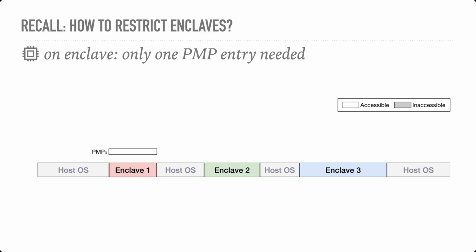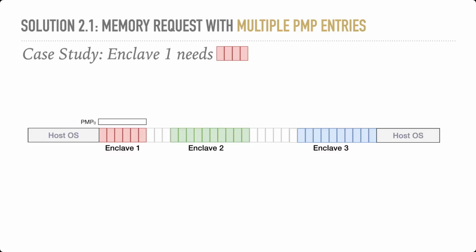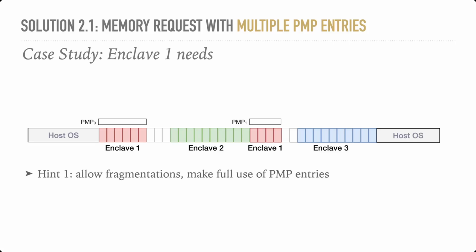So in this case, we can make full use of PMP entries and directly put the request into another sufficient free space. So we use an extra PMP entry to finish the memory request very directly. Allow fragmentation and make full use of PMP entries.